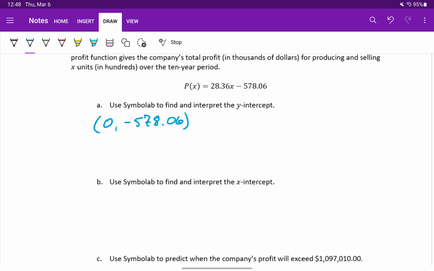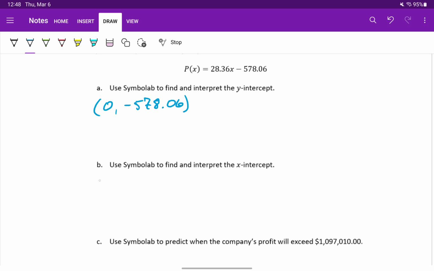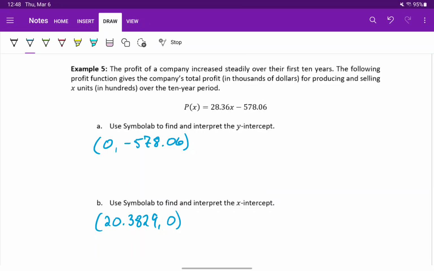And we have a y-intercept of 0, negative 578.06, and an x-intercept of approximately 20.3829, 0. What we want to do is interpret these two values, but first we need to go back to some important pieces of information in our problem.